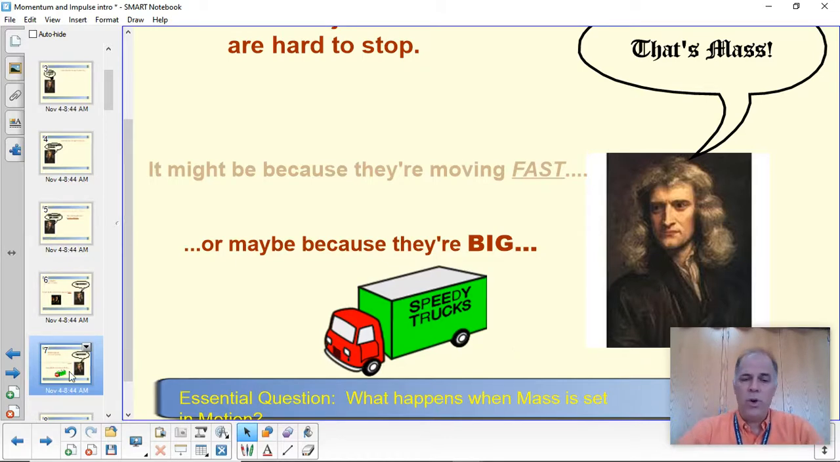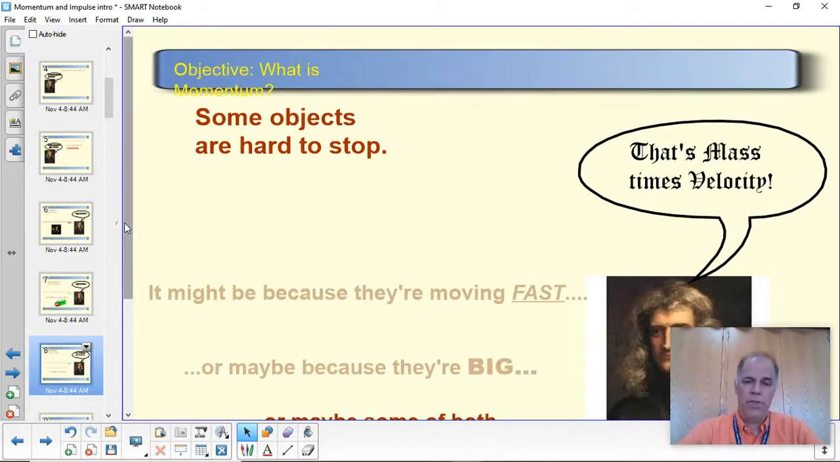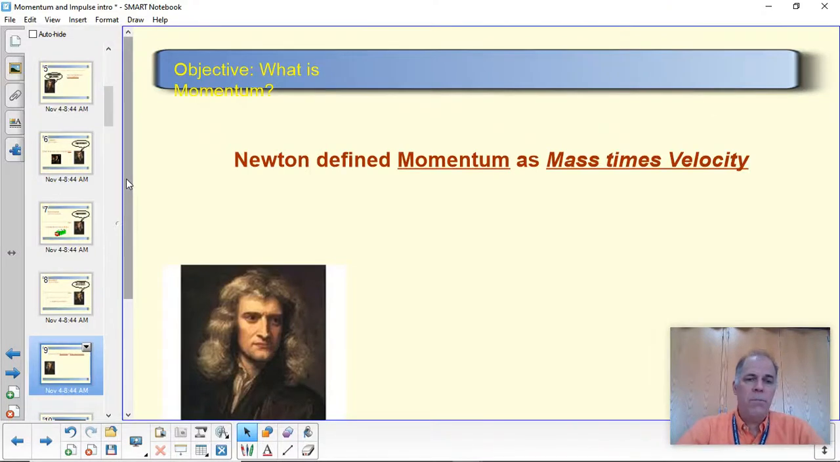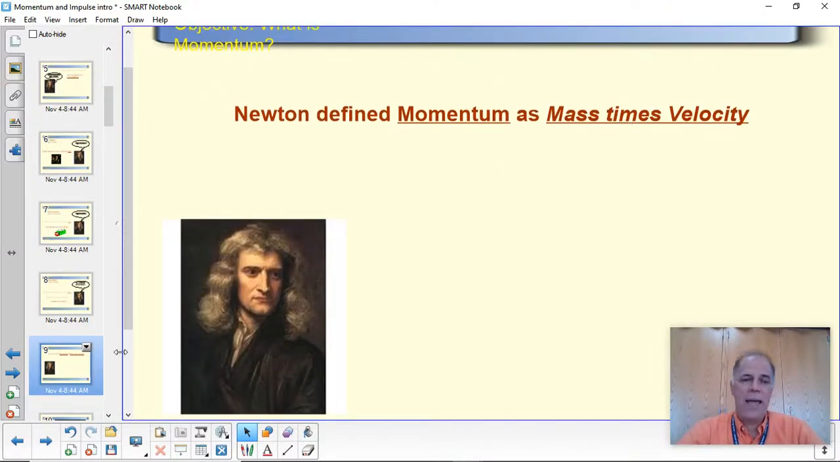Now, it can also be a combination of both. So it might be big or fast or some combination. So Isaac Newton recognized that to really describe the quantity of motion, if you want to hang a number on moving objects, you have to consider the mass and the velocity. And that's what he did. He defined momentum as mass times velocity.